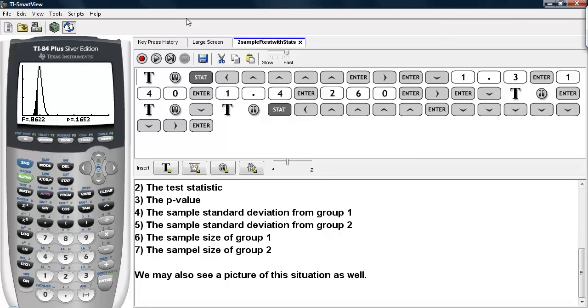And this is how you can conduct a two-sample F-test with statistical information on the calculator.